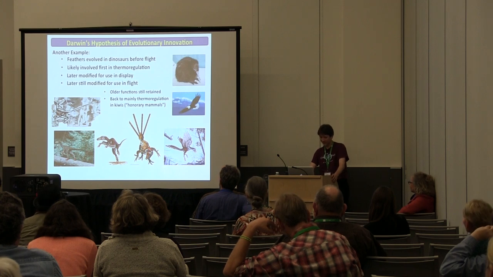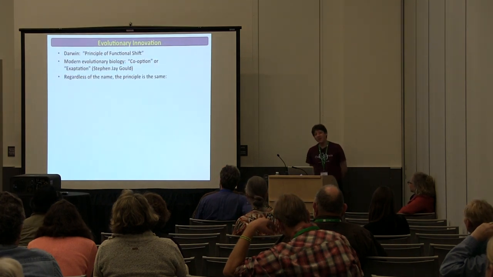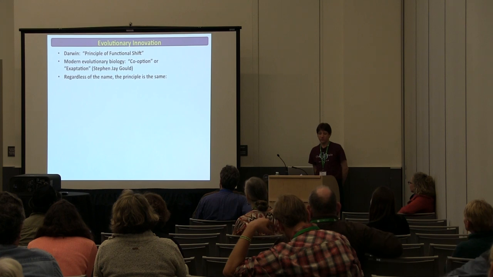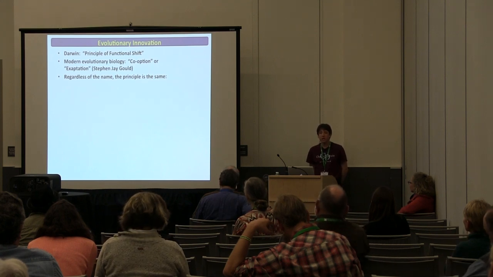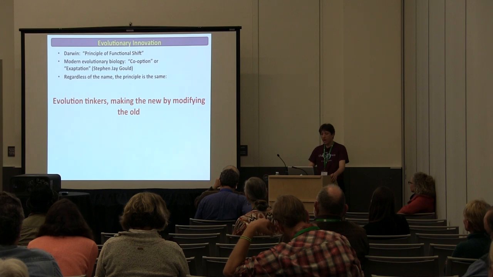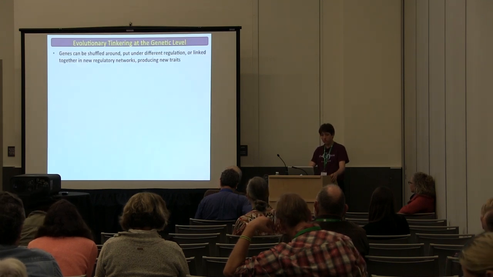Cute ones, too. So Darwin called this the principle of functional shift, and in modern evolutionary biology, we call it co-option or exaptation, after Stephen Jay Gould's suggestions. But regardless of the name, the principle is the same. Evolution tinkers, and it makes the new by modifying the old.